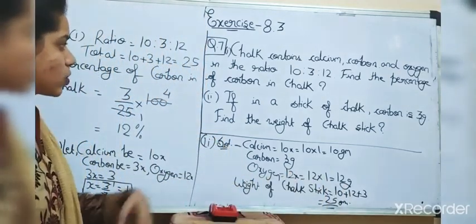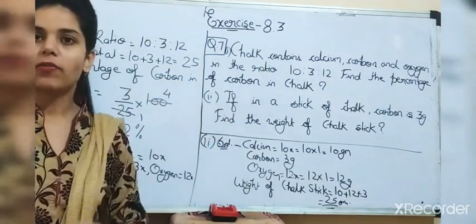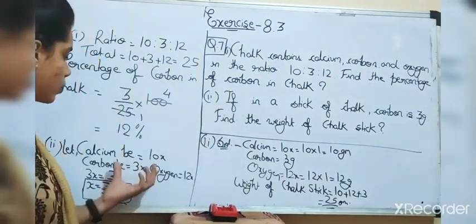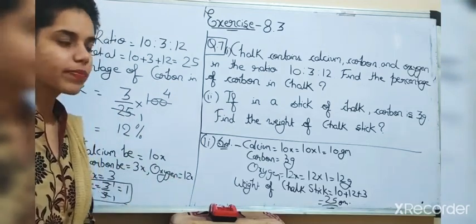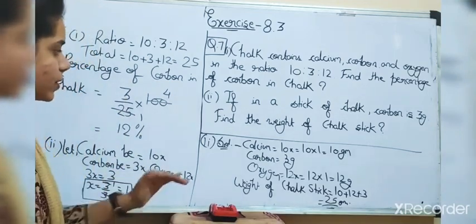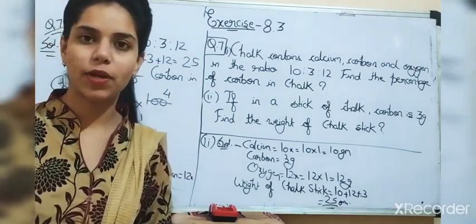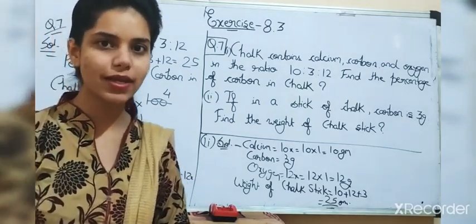Okay. So anything which is given in the form of ratio, we can convert into the form of x to find the total value. Okay. So in this way we have done 7 questions of exercise 8.3. If you have any doubt, then you can ask. Okay.